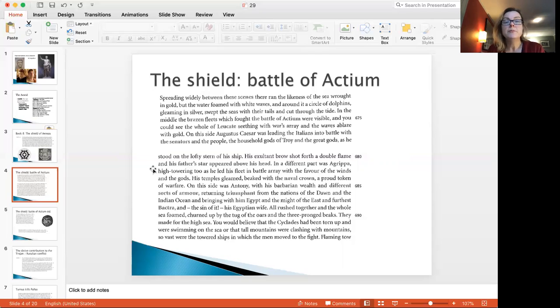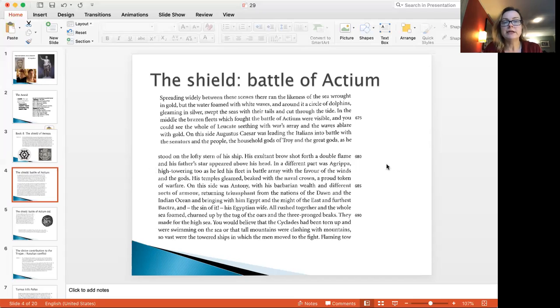In the middle, the brazen fleets, which fought the battle of Actium, were visible, and you could see the whole of Leucate seething with war's array and the waves ablaze with gold. On this side, Augustus Caesar was leading the Italians into battle with the senators and the people, the household gods of Troy and the great gods, as he stood on the lofty stern of his ship. His exultant brow shot forth a double flame, and his father's star appeared above his head.